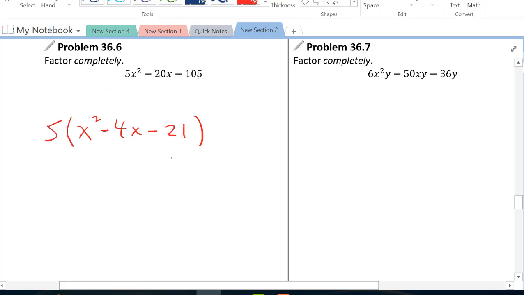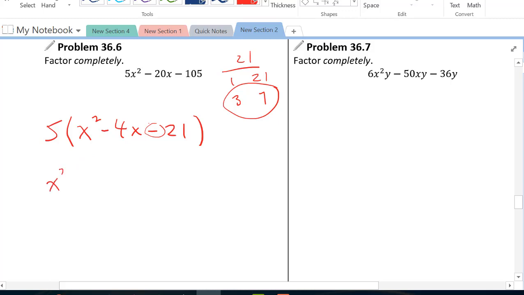And now, how many terms are there? 3 terms, right? So what do we do? AC method. 1 times 21 is 21. What are the factors? 1 and 21. 2 doesn't work. 3 and 7. And that's it, right? So now what do we do? I have to subtract to make a negative 4. Which one subtracts to give me a 4? 3 and 7.